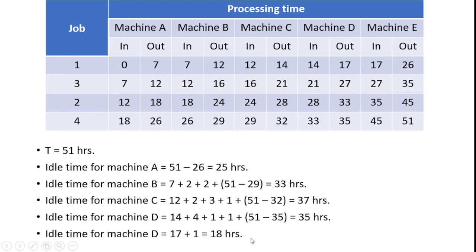Likewise I can get this. This is the procedure for identifying the total elapsed time and the idle time with Johnson's algorithm for processing n jobs through 5 machines.